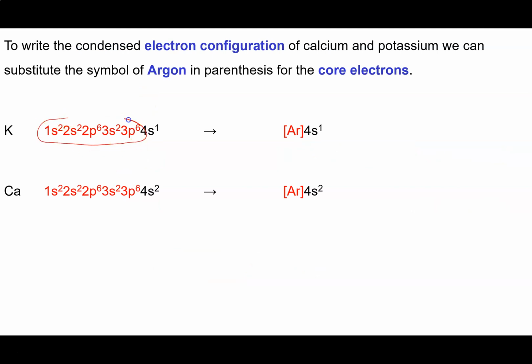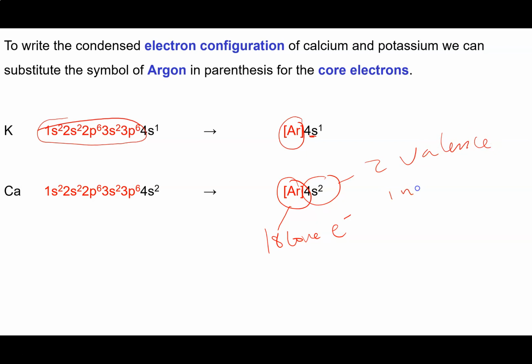We're going to take those first 18 electrons and replace their electron configuration with the symbol for argon in square brackets. And then I can see immediately that potassium here has one valence electron in a 4s subshell. And similarly, calcium, which has 20 electrons, has 18 core electrons, which are in the electron configuration of argon, and then it has 2 valence electrons in the fourth shell.